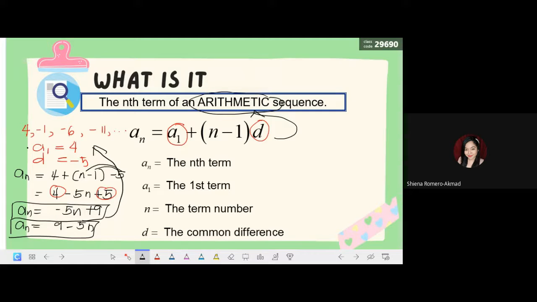Last time, ginawa natin to sa module 1. Kinuha natin yung difference, kinuha natin yung a sub 1. Hindi nyo palang alam nun na a sub 1 pala tawag doon, na difference pala tawag doon. Okay?